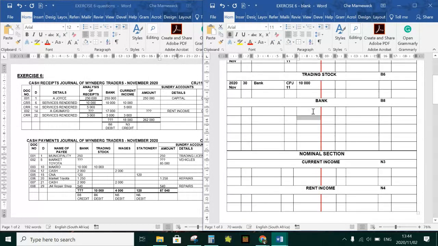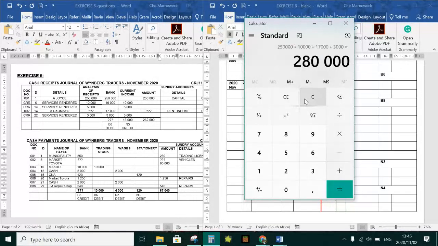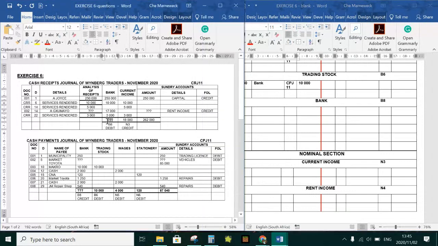We then come to bank. We're going to take the total of bank, but we don't actually have the amount, so we're going to have to add up our values. So 250,000 plus 10,000 plus 17,000 plus 3,000, 280,000. So we're going to replace that with 280,000.